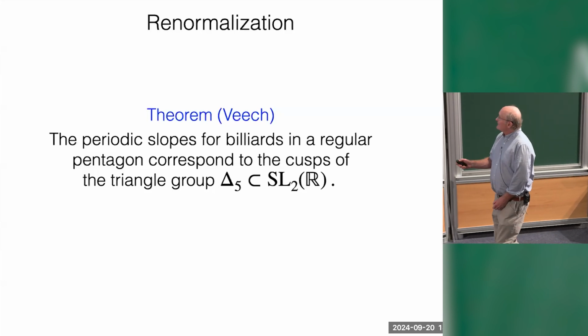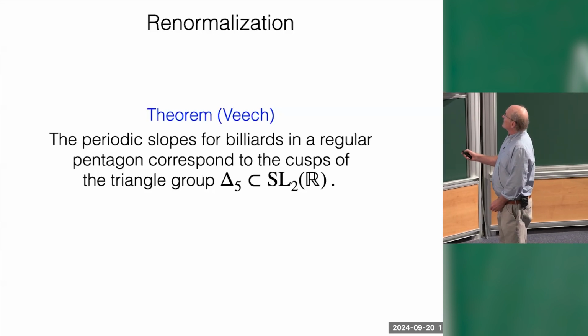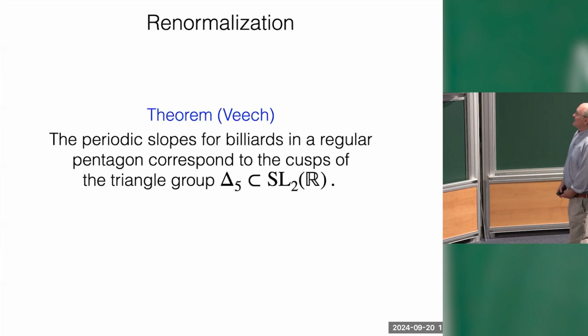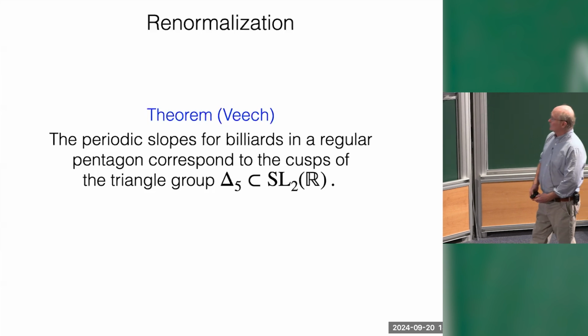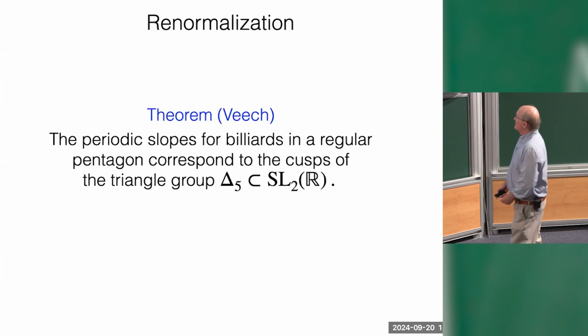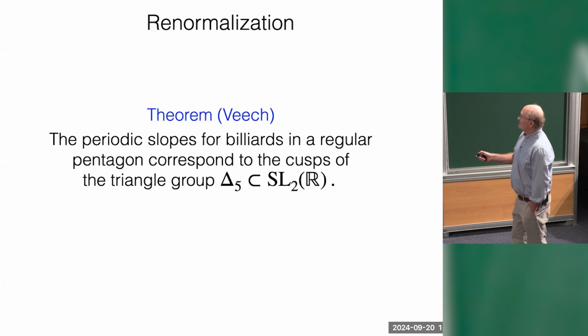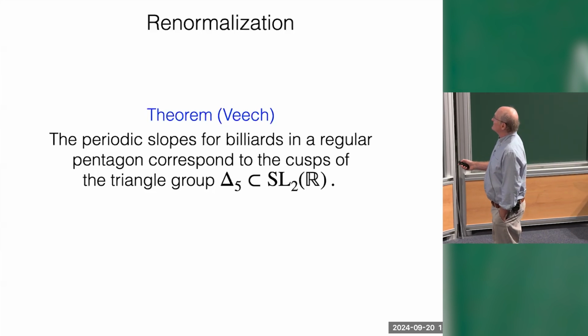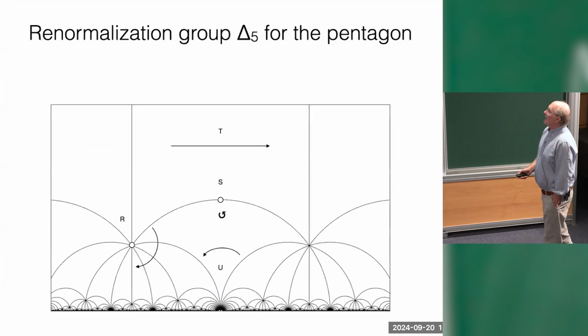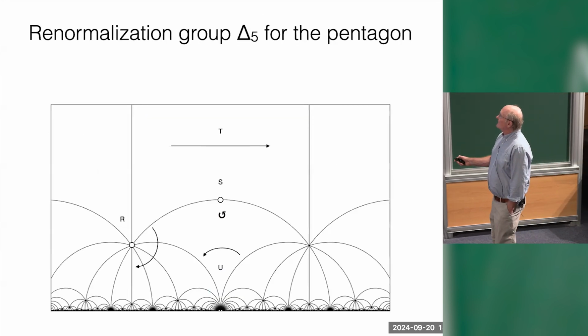So what Veech showed is that the periodic slopes for billiards in a regular pentagon, and this generalizes to other n-gons, correspond to the cusps of a certain triangle group, which I'll call delta 5, contained in SL2R, a classical triangle group acting on the upper half plane. So to understand what the periodic slopes are, we now can forget the physics and the billiards and just be mathematicians and try to study this discrete group. And so here's a picture of that group.